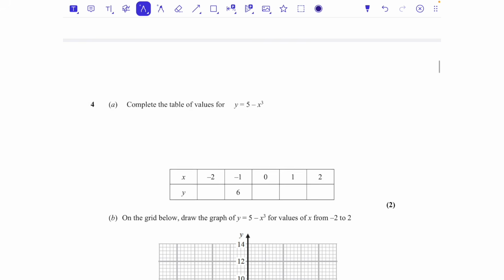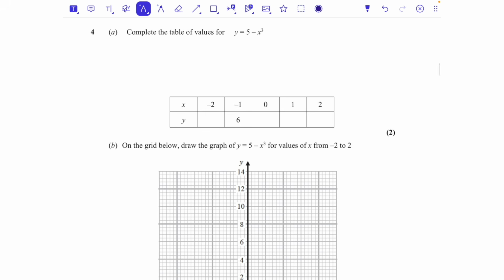Okay, question number 4. Complete the table of values for y equals 5 minus x cubed. Now there's a few different ways you can do this. This is a calculator paper, so you can use your calculator, and there's a table function, and I will do a separate video on that. Personally though, this could come up on the non-calculator paper, so it's a really good idea to know how to do it non-calculator as well.